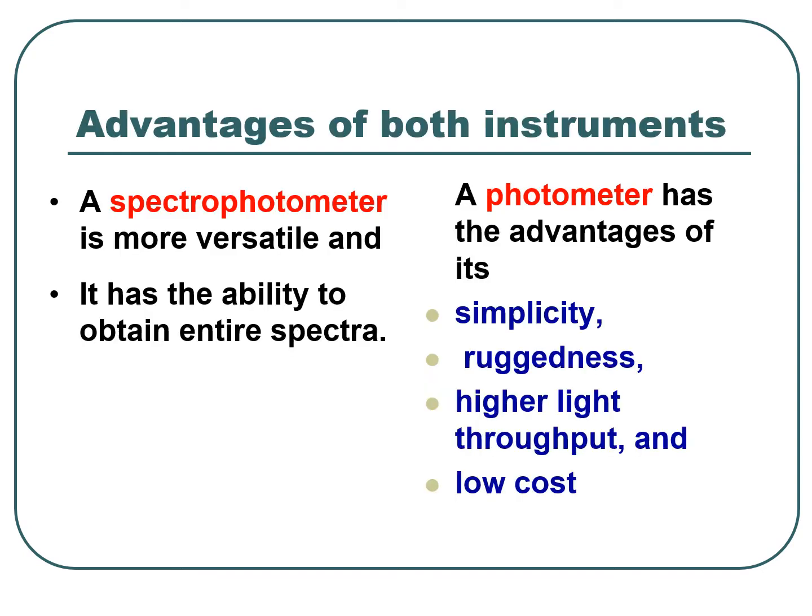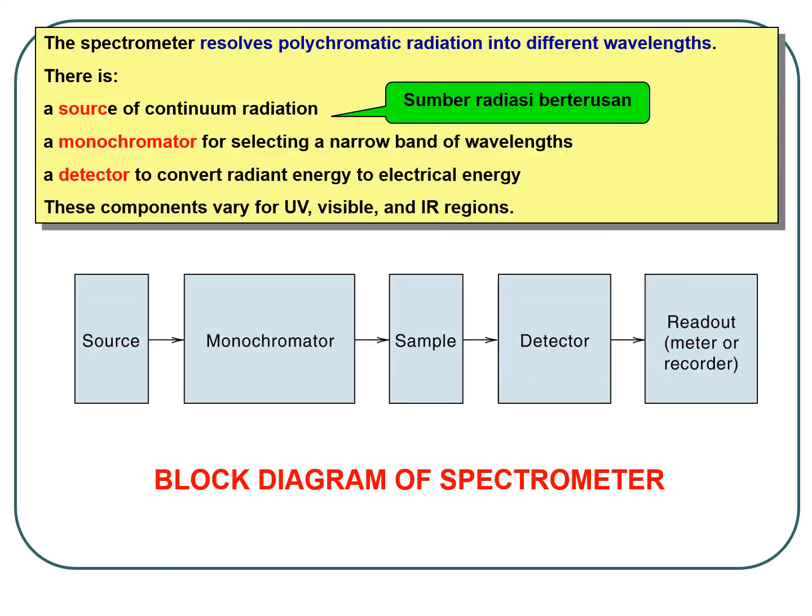Students, the advantages of the instruments. The spectrophotometer is more versatile and has the ability to obtain the entire spectra, while the photometer has advantages such as simplicity, low cost, and ruggedness.